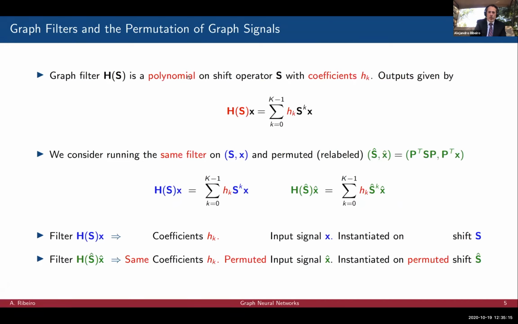Now, in order to be more specific, this is the problem that I am trying to study. A graph filter is a polynomial on the shift operator S with coefficients h_k. The outputs are given by this expression. This is what I have called a graph convolutional filter. If I consider running the same filter on S, X and on the permuted or relabeled S hat, X hat, what I mean is the following. I have the blue filter, where I am running coefficients h_k on S, and the green filter, where I am running coefficients h_k on S hat and applying them to X hat. So the coefficients are the same, but the input is permuted and the shift operator is permuted as well.